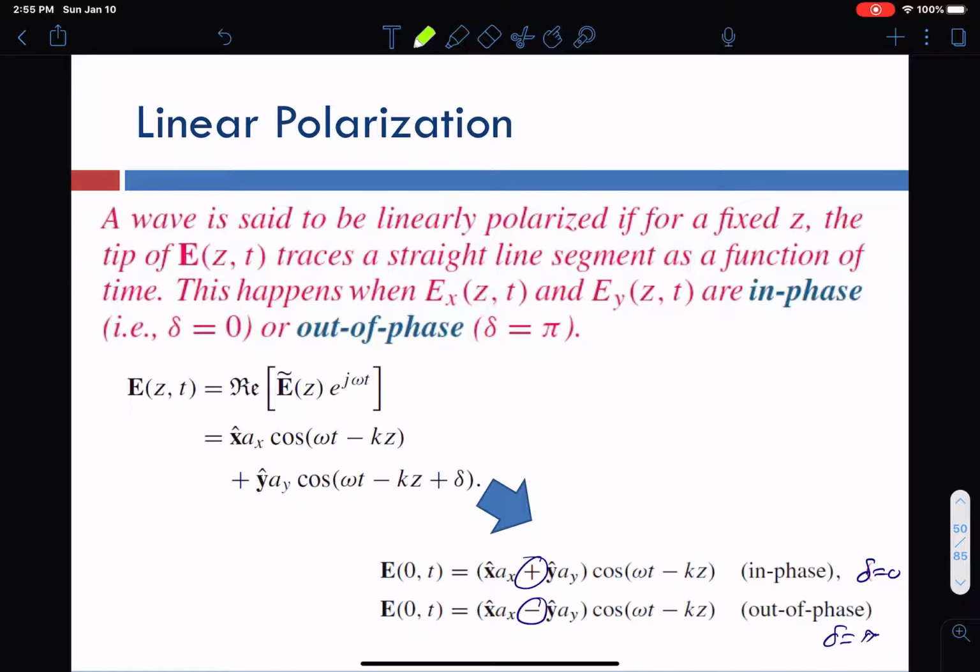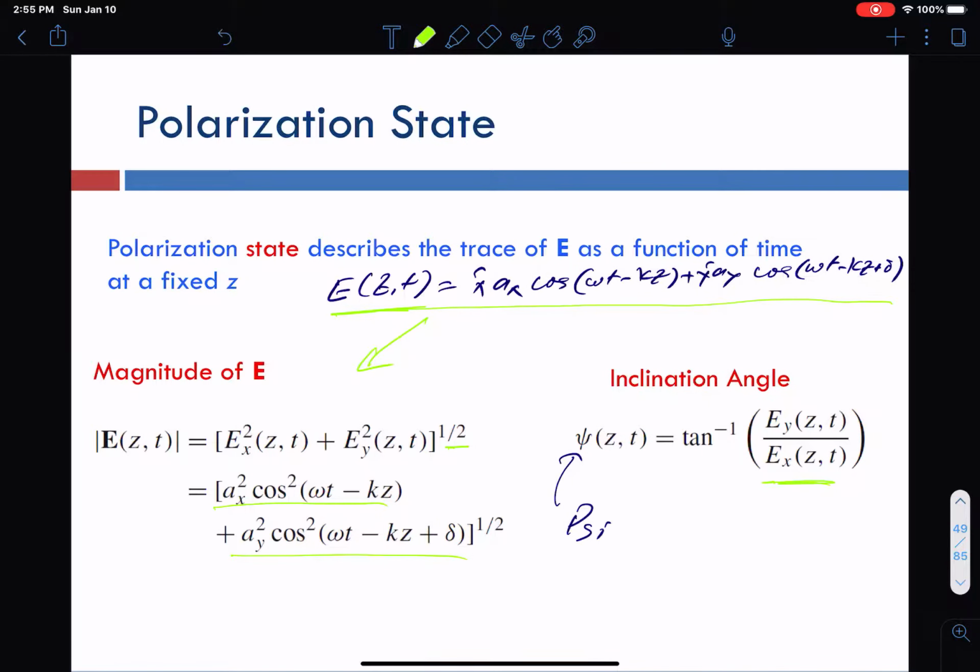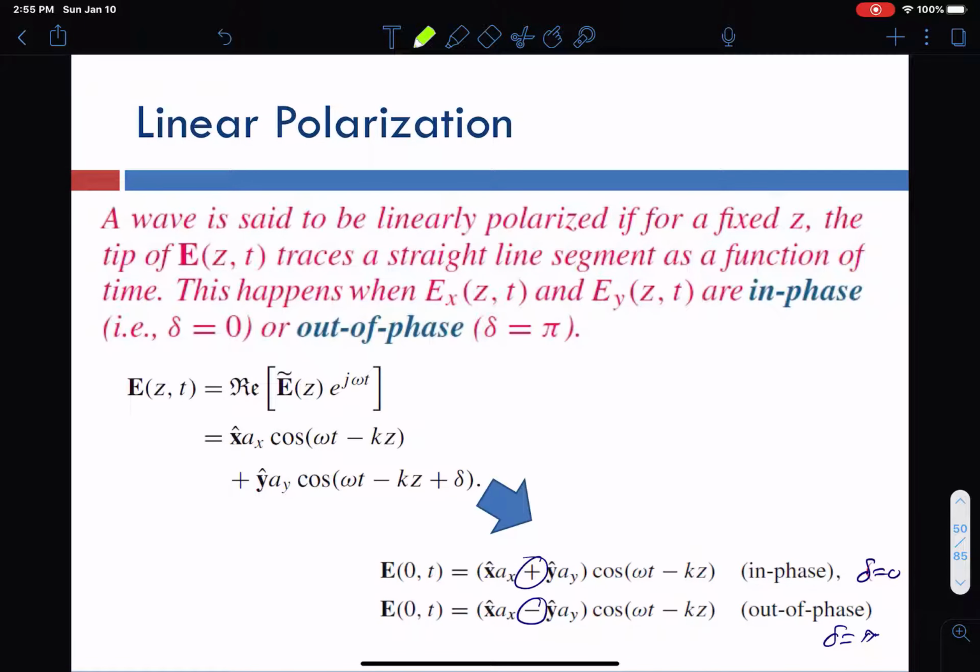Now let's do some special cases over here. Let's go back to this one here, my signal over here. It could be in phase when delta is 0, right? So delta is 0, that means both x and y are in phase. If delta is pi, which is 180, it is completely out of phase, right? So if I put delta equal to 0, that signal right here, both are in phase, right?